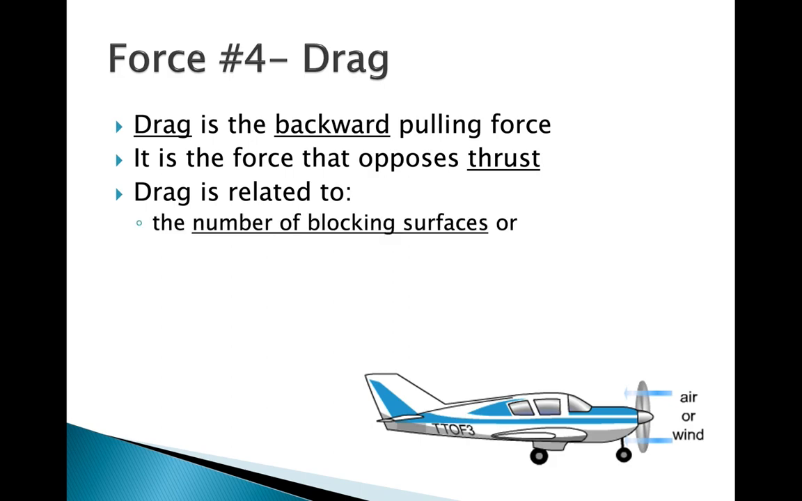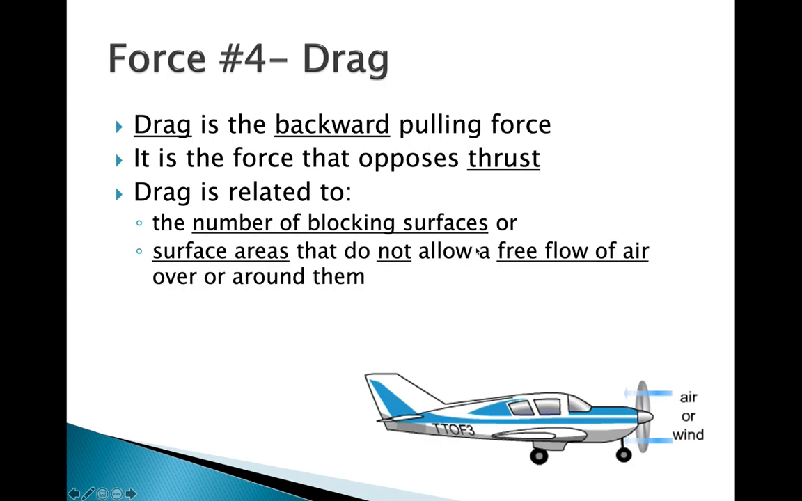Drag is related to, now this is getting a bit more technical, the number of blocking surfaces, or the surface areas that do not allow free flow of air over or around them. So if we're looking at this plane here, where would be the blocking surfaces that are reducing how streamlined it is? Right here, this windshield would be a surface that is blocking the air from easily slipstreaming over top of it.